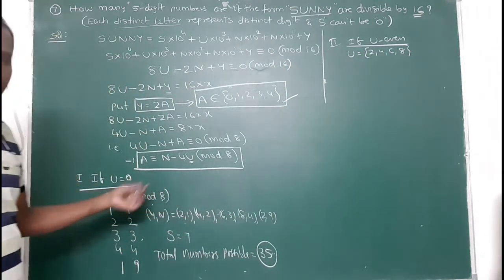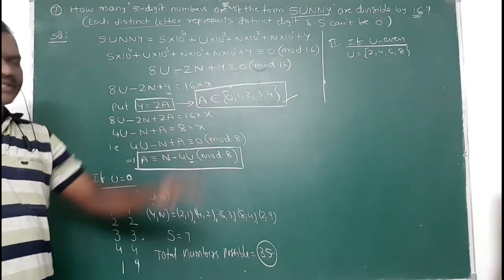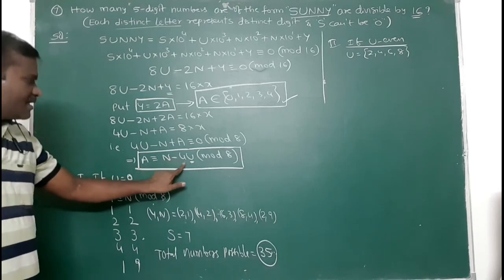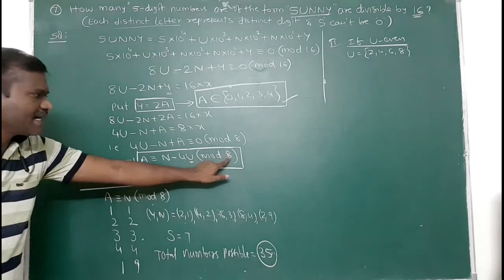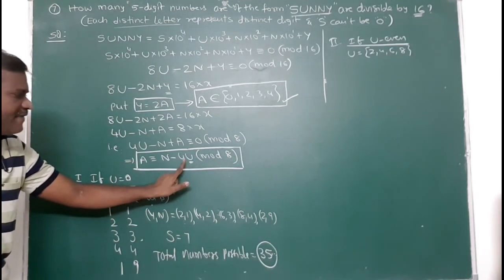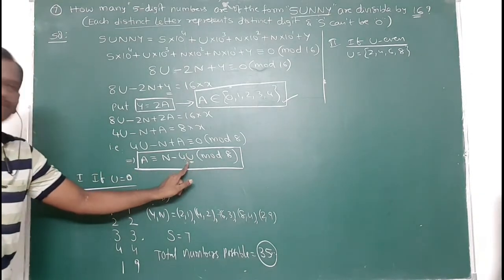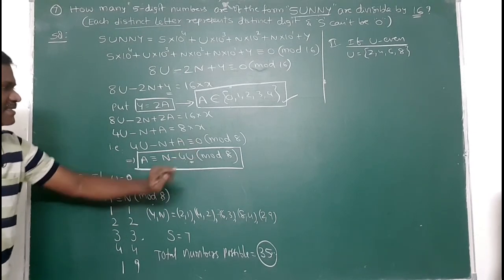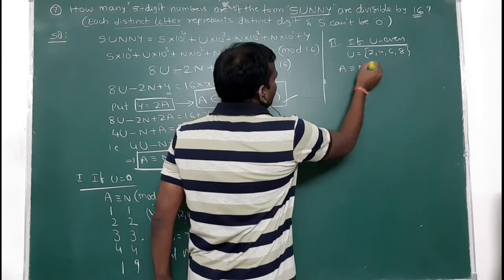Why? Because U0 is already used here. So other than 0, I am taking only the non-zero even numbers: 2, 4, 6, 8. See here, if U is equal to 2, then 4 2s are 8, and 8 divided by 8 leaves remainder 0. If it is 4, then 4 4s are 16, and 16 is also divisible by 8, remainder 0. So this term is vanishing for 2, 4, 6 or 8. Since this term vanishes, we get A congruent to N mod 8 again.